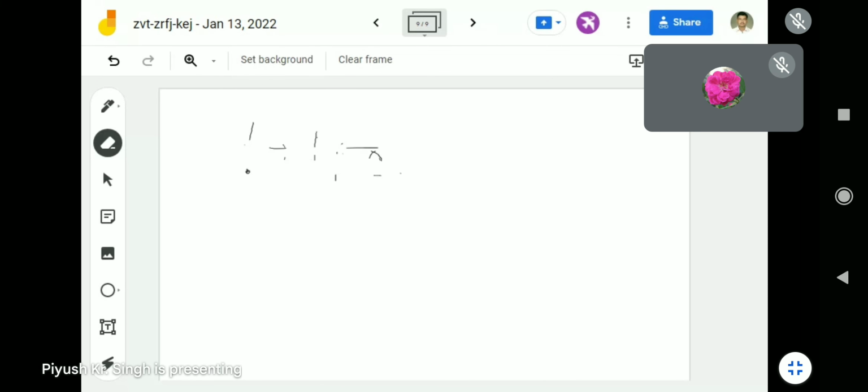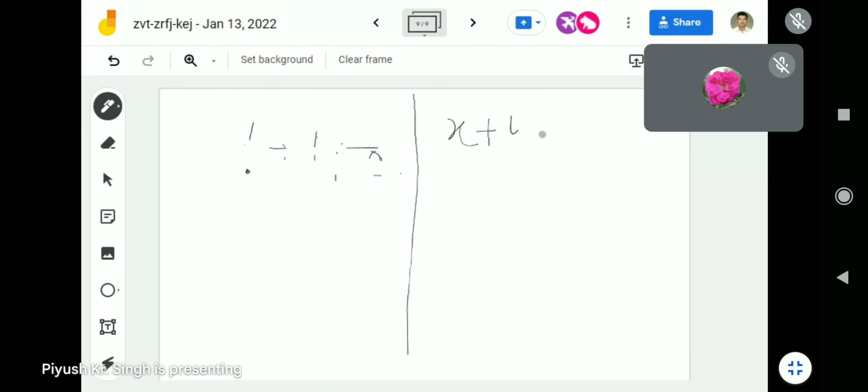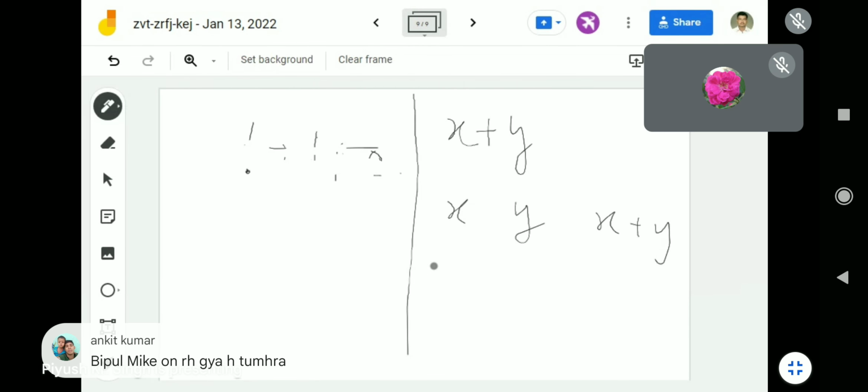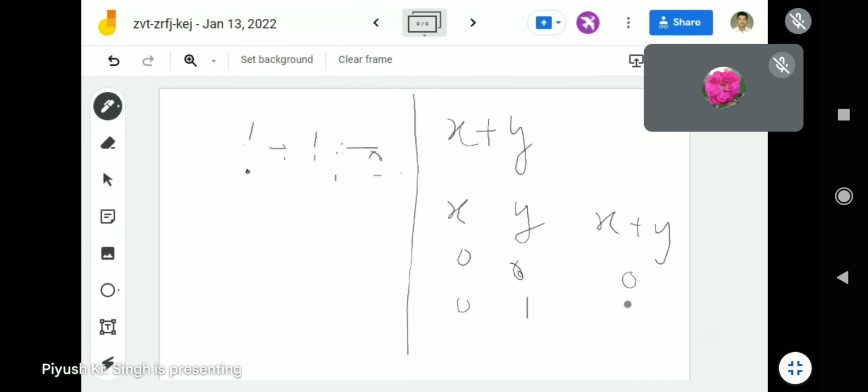Actually, whatever truth table you have. Suppose I say you have an expression x plus y. If I ask you to build a truth table of x plus y, you may build it with columns x, y, x plus y. It may be 0, 0, 0; 0, 1, 1; 1, 0, 1; and 1, 1, 1. So you will say it like that.